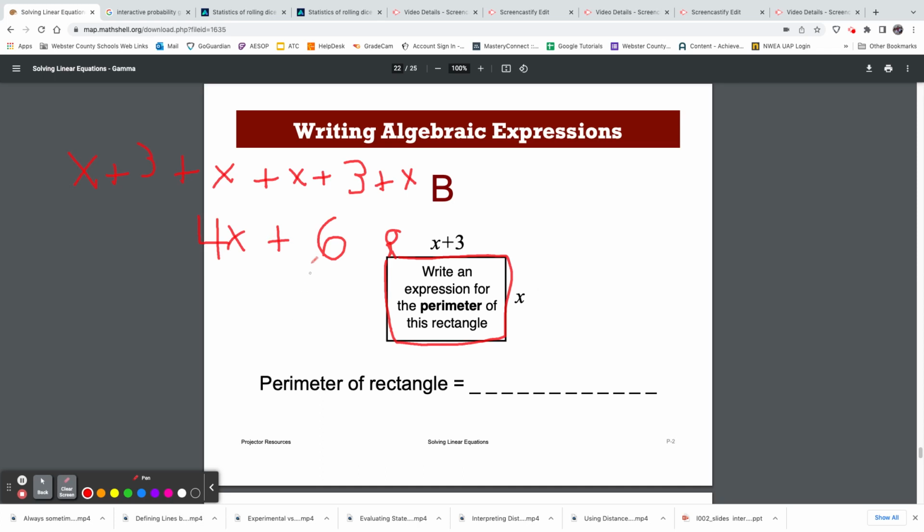As before, I could turn this into a distributive property. Maybe I divide both of them by 2. Now, dividing both of them by 2 doesn't mean I make the 2 disappear. I just end up pulling it out to the outside of the parentheses to see what's left. So 4x divided by 2 is 2x, and 6 divided by 2 gives me 3. So all 3 of these expressions represent the perimeter of that rectangle.